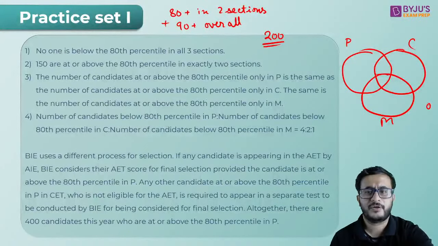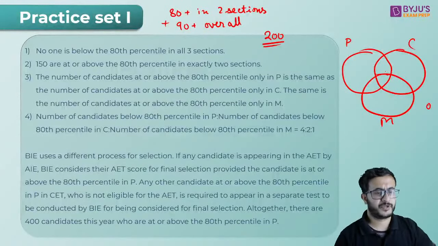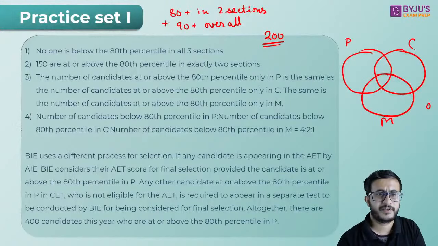Now, all these 200 are included in this. That is what is meant by the first statement. 150 are at or above the 80th percentile in exactly two sections.